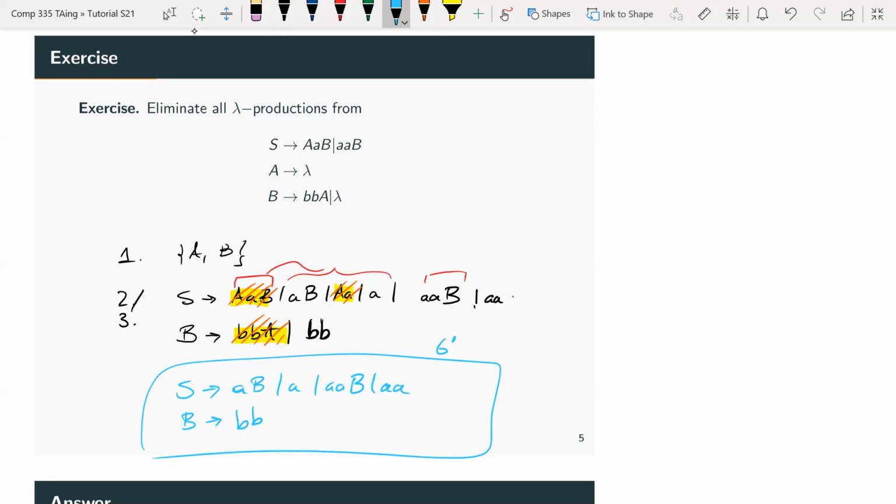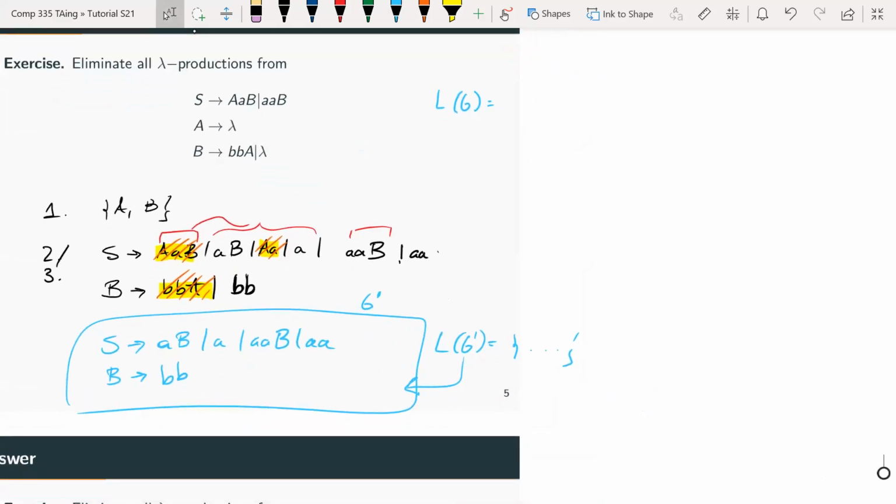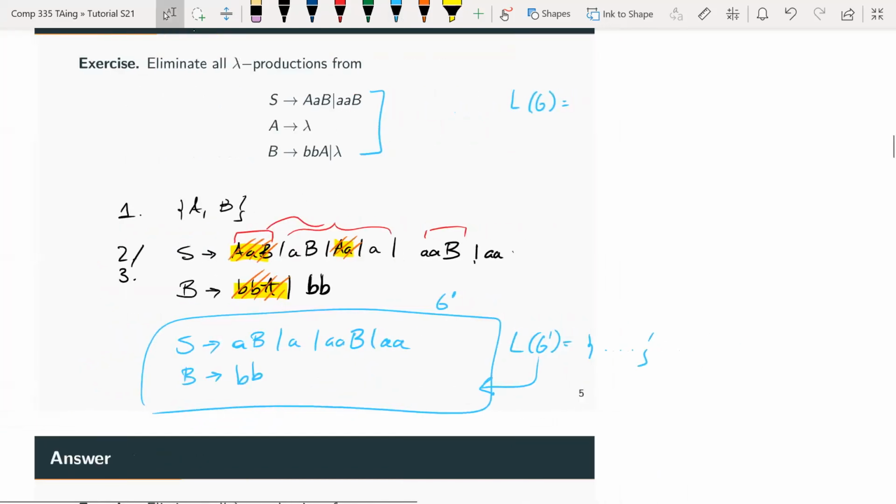And then it becomes a lot clearer to determine what L of G prime is here. I'll leave that for you to look at, but you can tell that it's a lot easier to determine what it is here than to determine what L of G is. But if you do the same exercise, you should get that L of G is equal to L of G prime. All right.